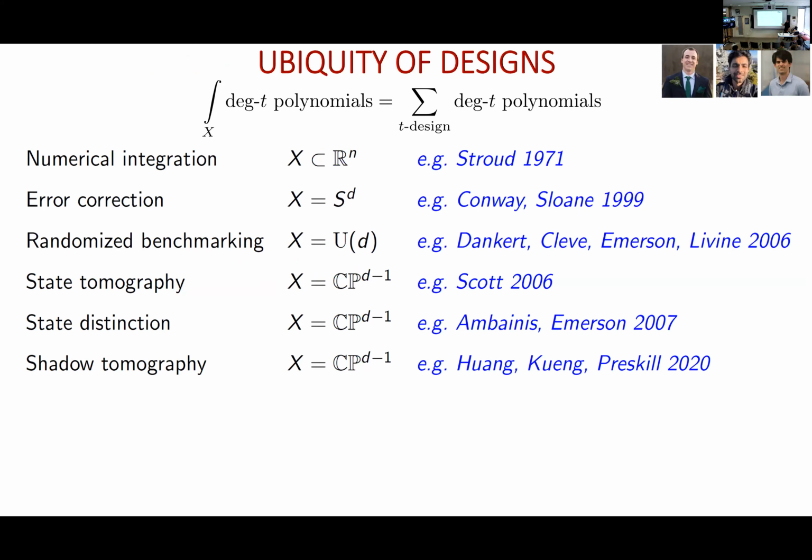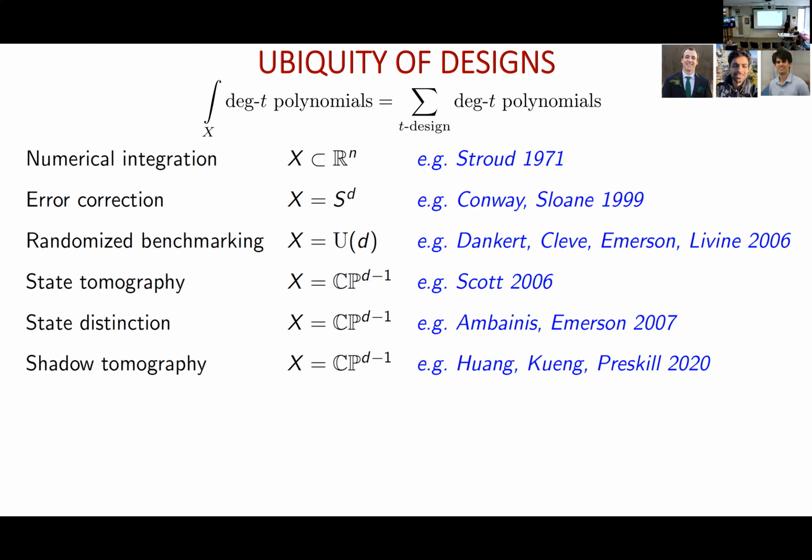These are designs on different spaces, X. If X is the real space, these are called quadratures or cubatures in some cases, used a lot in numerical analysis and quantum chemistry. If it's a sphere, real or complex, these are called spherical designs. If the space is the unitary group, which you can also think of as a space, that's what's cool about Lie groups, then this is a unitary design.